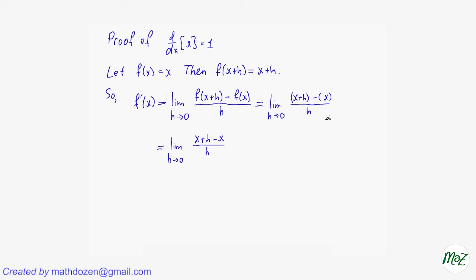To simplify, we remove all the parentheses and we'll get x plus h minus x. Here x and minus x will cancel out. And we have the limit as h goes to 0 of h over h. Both of those h's can be cancelled. And we get the limit as h goes to 0 of 1. And that limit is equal to 1.